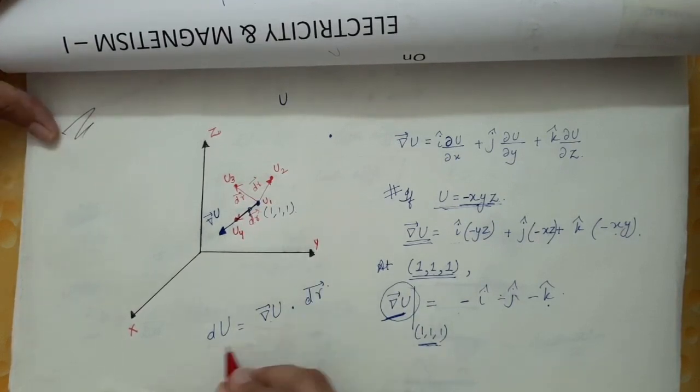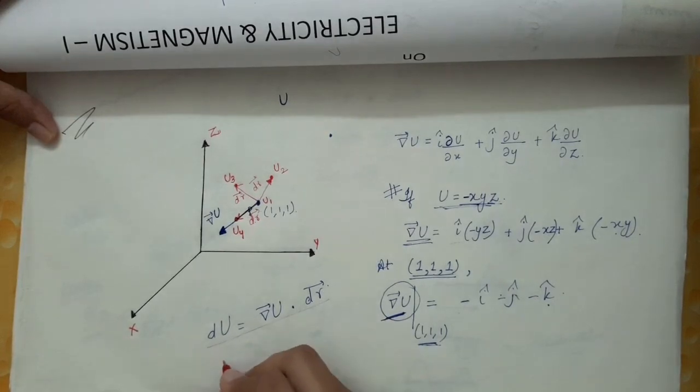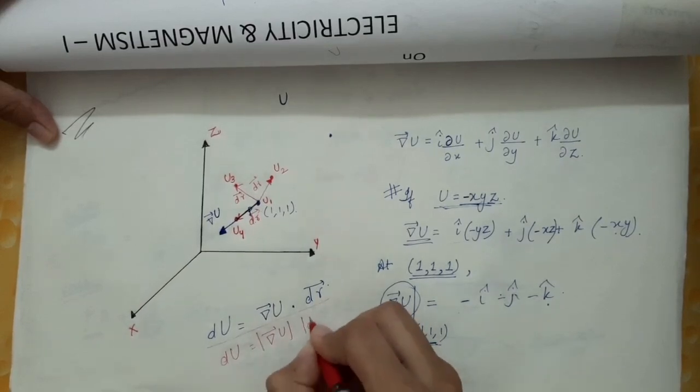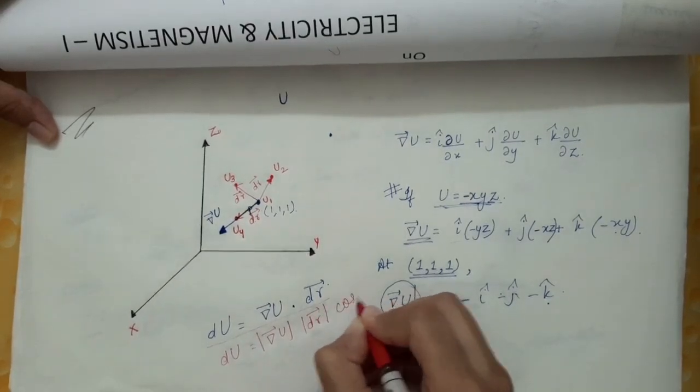So du is given by the general expression, gradient of u dot product with dr vector. So du can be written as the magnitude of gradient of u, times the magnitude of dr vector, times cos of theta.